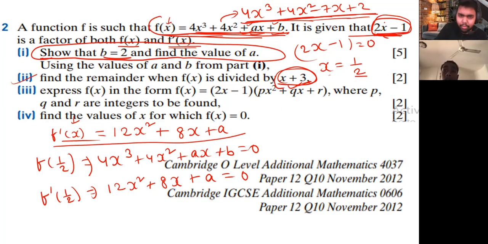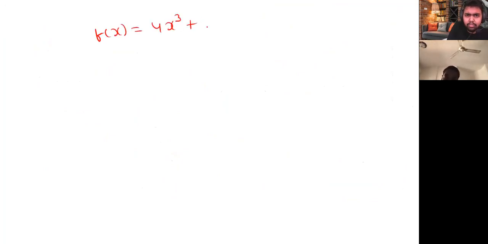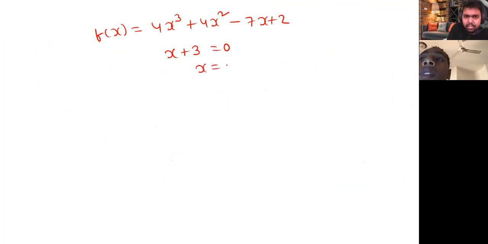Now I have to find the remainder. You will equate x plus 3 with zero. Yes, correct. So first of all, tell me the function f(x), the real one: 4x cube plus 4x square minus 7x plus 2. And now for the remainder, x plus 3 is equal to 0. So here my x is equal to minus 3. I'm going to put it here and solve whatever remainder comes.